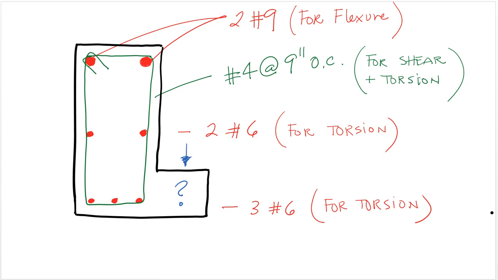We have to design that, and I'm going to show you how to design that in a future lecture, but for right now we're going to leave that for later. So this concludes the design of a beam for combined flexure, shear, and torsion.